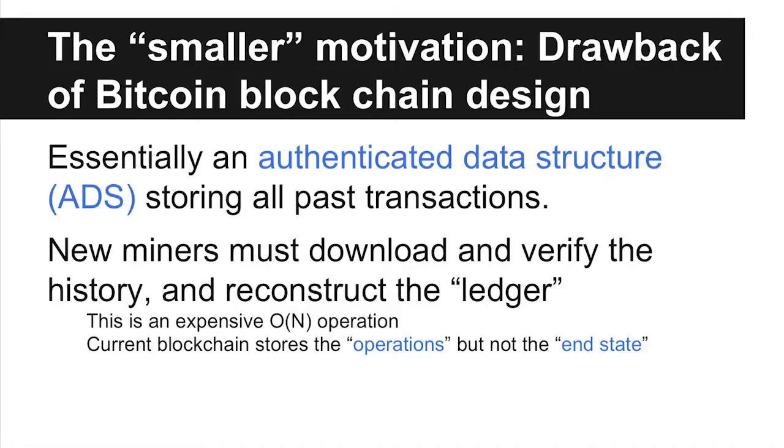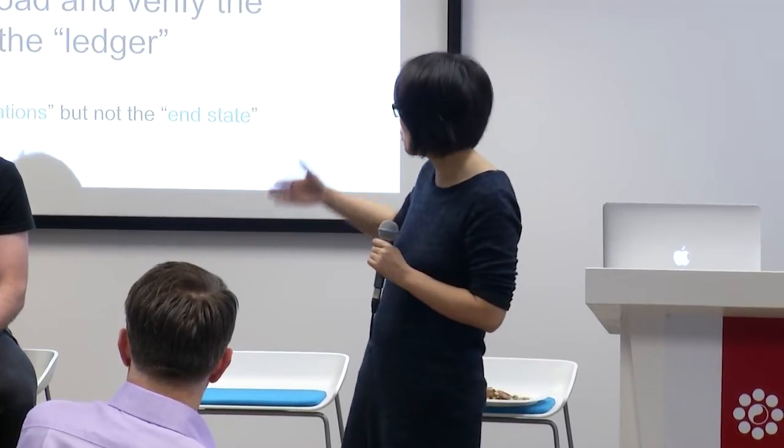When Bitcoin came out, and probably a lot of you know this problem, the Bitcoin blockchain is essentially a big authenticated data structure storing all the past transactions, such that the authenticated data structure part gives you some kind of verifiability. There's one flaw with the design in the sense that new miners, when they download the transaction history, have to start from square zero and compute the current ledger. In some sense, you can think of every transaction as being an operation and the ledger being the final state. So doing this operation for new miners is expensive. It takes linear time in the size of the blockchain.